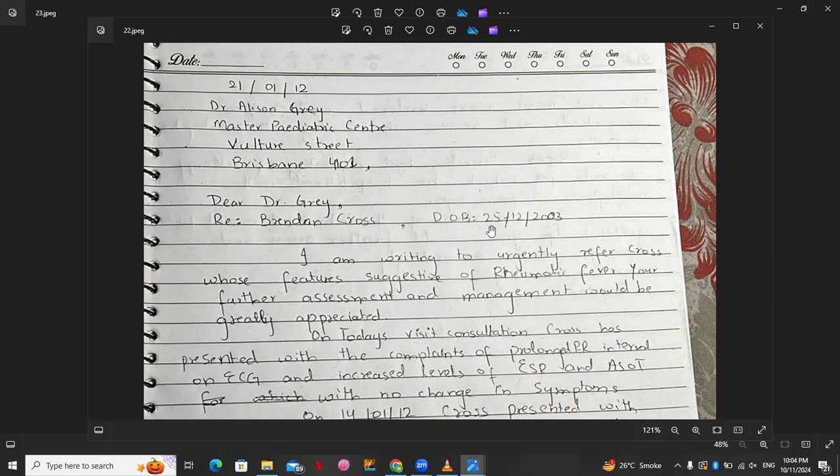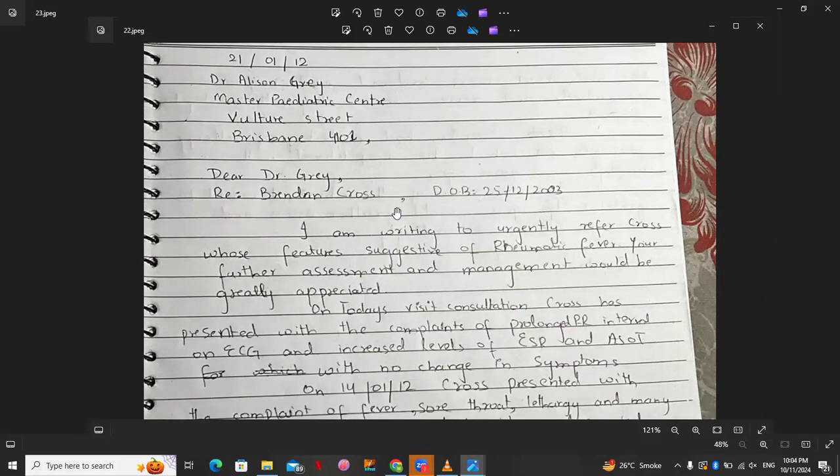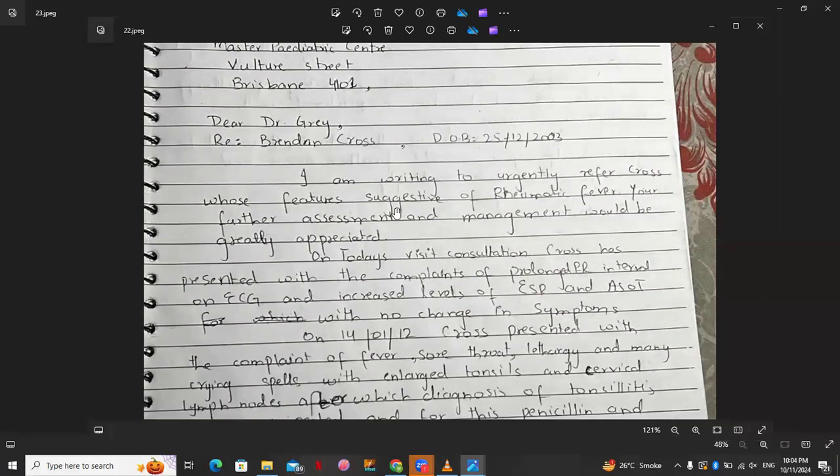Then we have the date of birth, which is okay. I'm writing Trojan graph... Cross, not cross. Cross is the second name. You have to write Brendan. Brendan is the first name, right? So write Brandon. I'm writing to urgent graph Brendan, whose features suggestive of rheumatic fever.